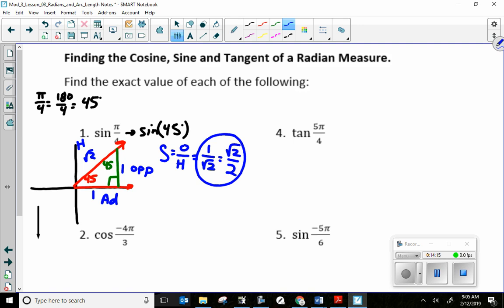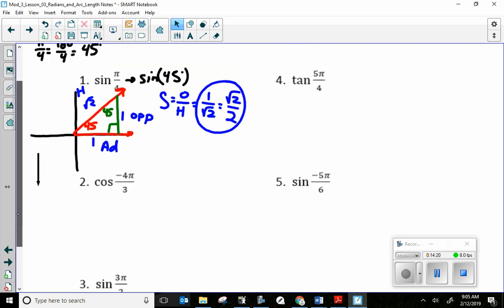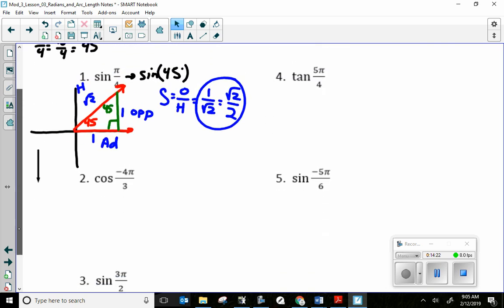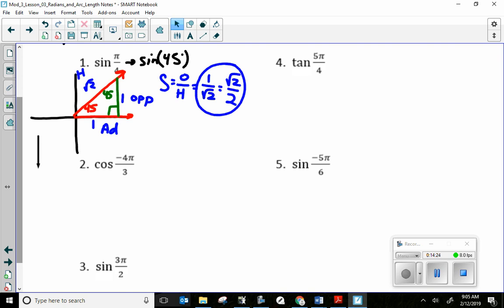All right? Now I'm going to go through and do these. There's only 5, I lied. If you want to pause this and do them and then check your work against what I'm about to do, go right ahead. So here we go.